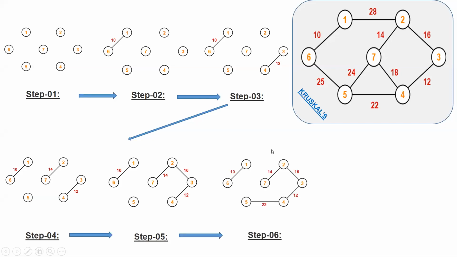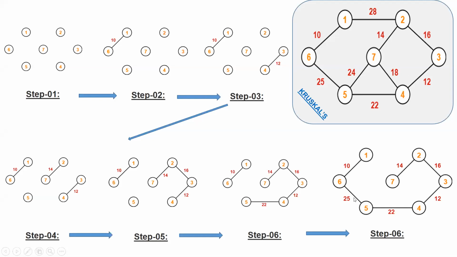So which is the next? This is 22. 22 will be selected. After 22, which is next? 24. Again, if I add 24 here, it will lead to the formation of a loop. So I'll not be considering 24. Which is next? So 25. If I add 25, there will not be any circuits, and by this edge we'll be visiting all the vertices in the given graph: 1, 2, 3, 4, 5, 6, 7.